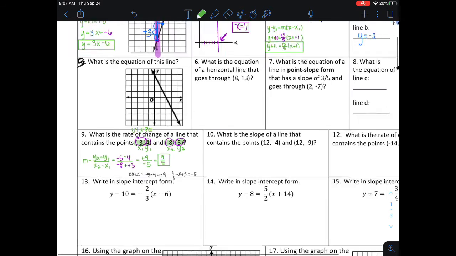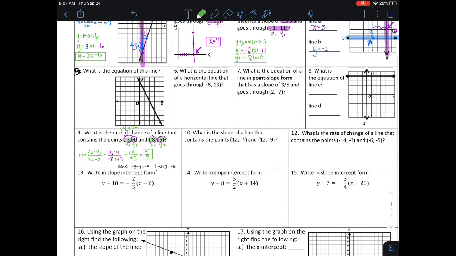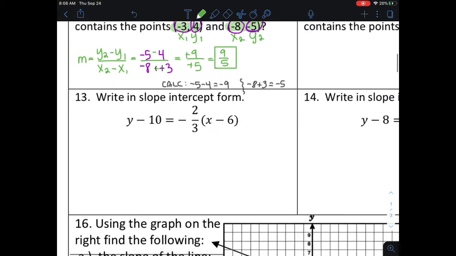Let me zoom out a bit. So as you can see, 10 and 12, sorry, we skipped 11. 10 and 12 are pretty much the same thing. So you can do that same process for number 10 and number 12. All right, here we go, number 13.